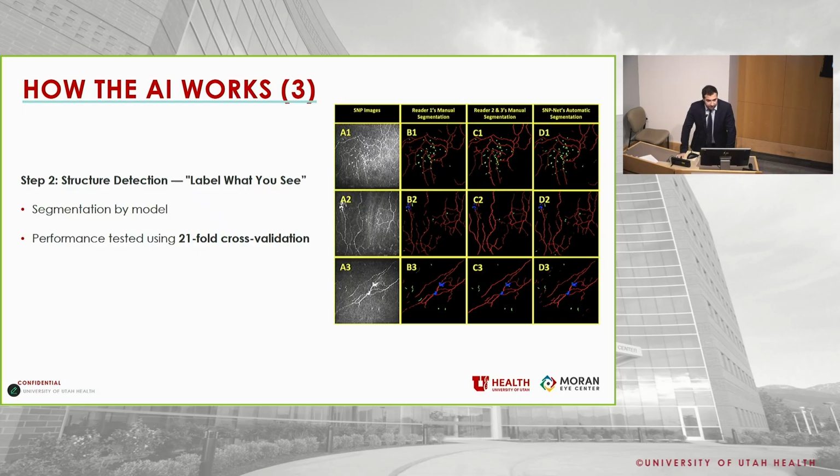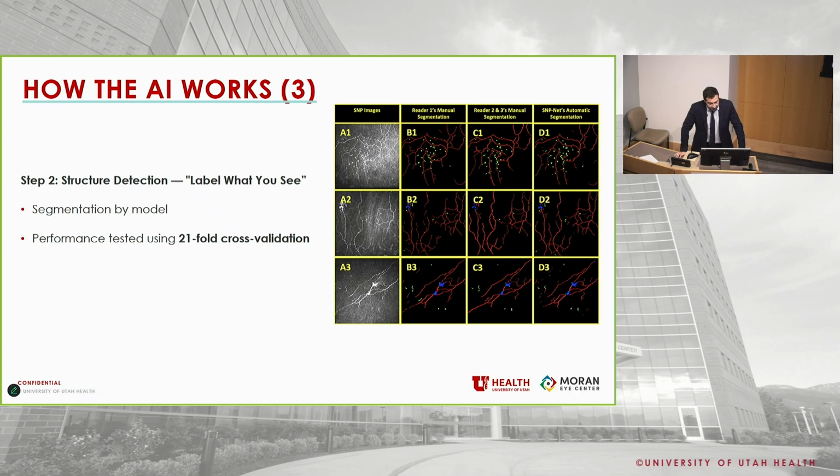We trained the AI model to segment based on the reader segmentation, and then ultimately did a 21-fold cross-validation, which is splitting the entire data set into 21 groups, training on 20, and then testing on one at a time and doing all the combinations. That made the AI much more powerful.